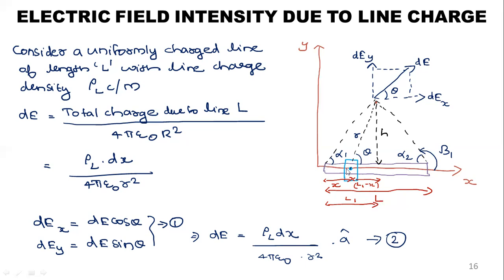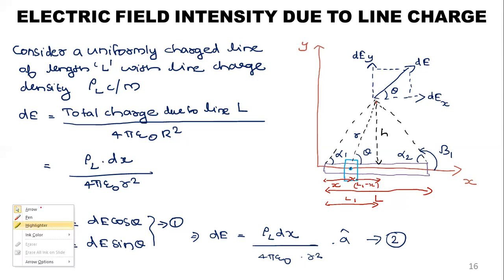Okay, so this is the x-axis and y-axis. On the x-axis, we are considering a line charge. The purple color which I have drawn here is the line charge along the x-axis, and it is of total length L. So we have the x and y axes and a line charge of length L.